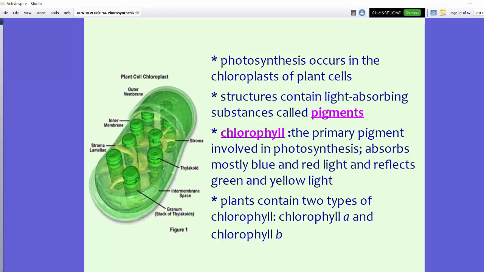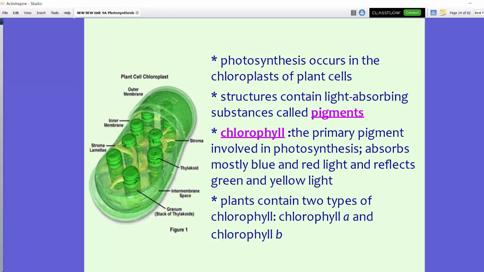So photosynthesis, as I mentioned, occurs in the chloroplasts of plant cells. And these structures contain light-absorbing substances called pigments. And I mentioned chlorophyll. Chlorophyll is one of those primary pigments involved in photosynthesis.